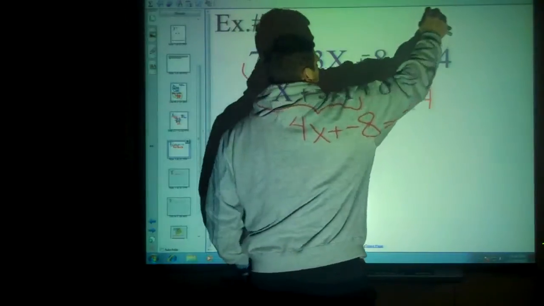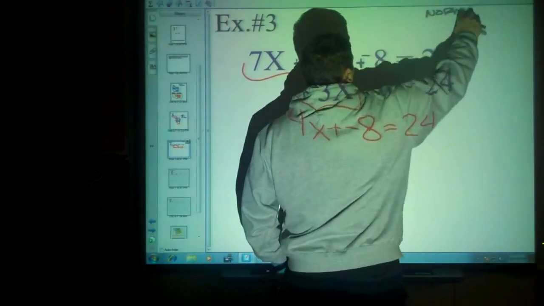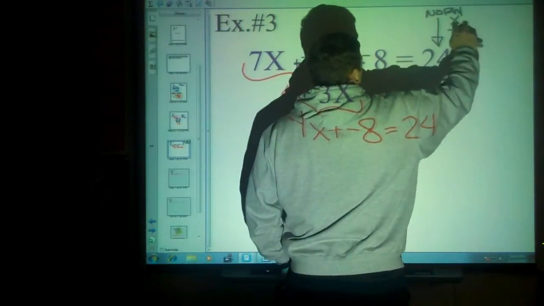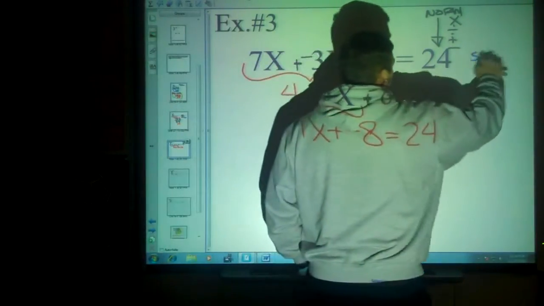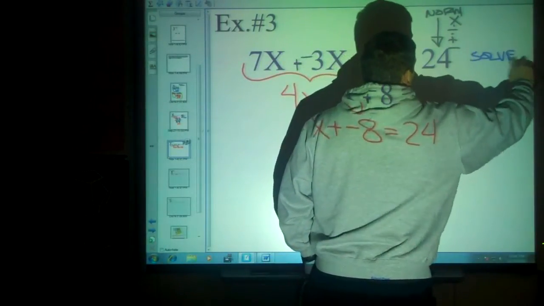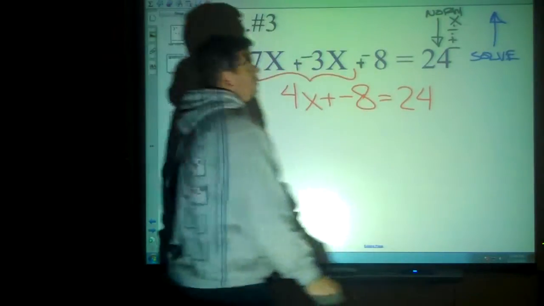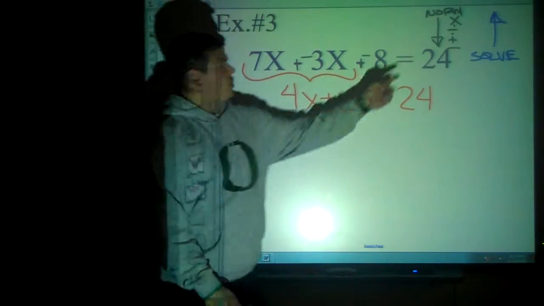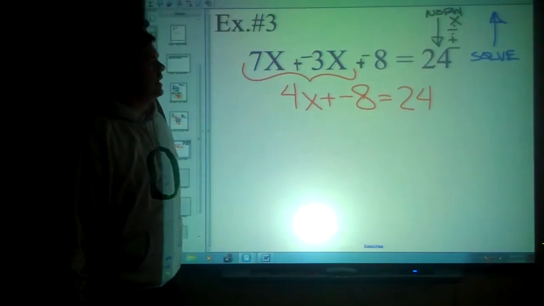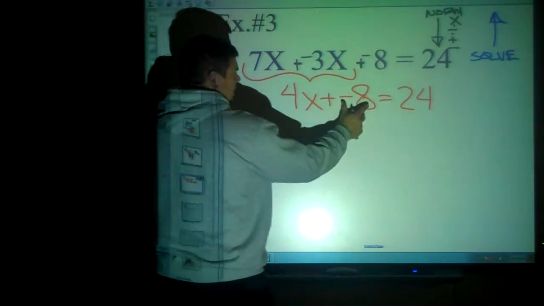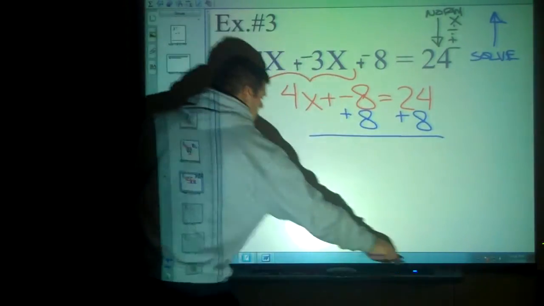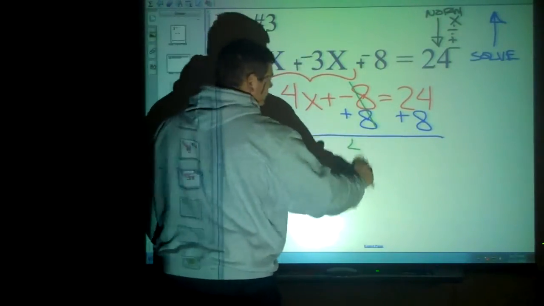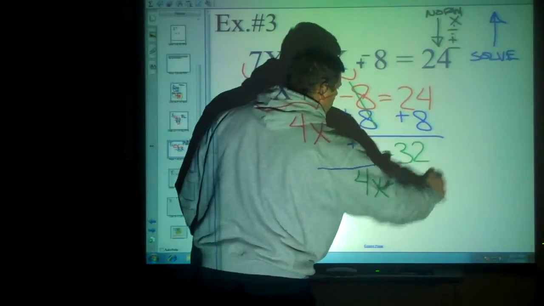Again, the normal order of operations is multiplication, division, addition, and subtraction. So when we solve, we want to go up. We want to take care of any subtraction or addition and then take care of any division or multiplication. So I have to get rid of this negative 8 by adding 8. Those cancel out. 4x now equals 32.